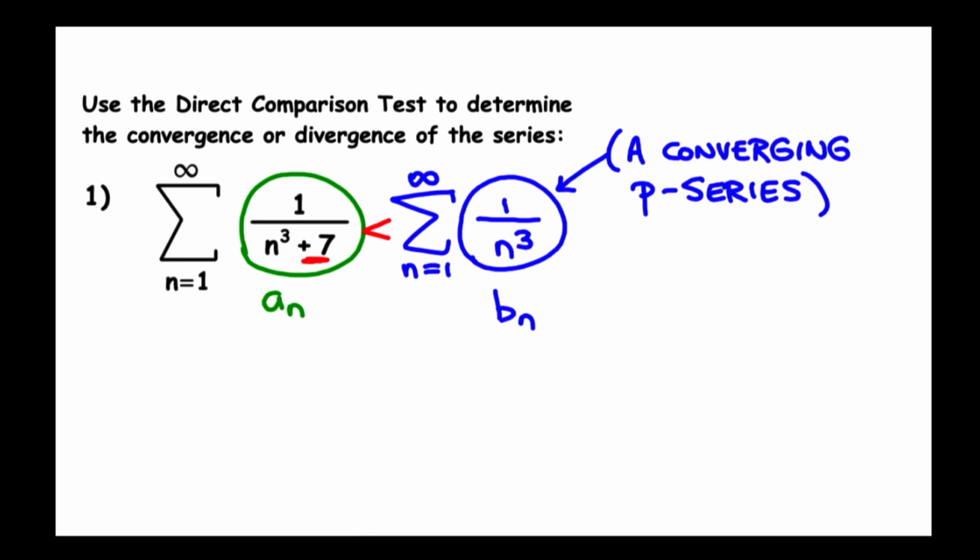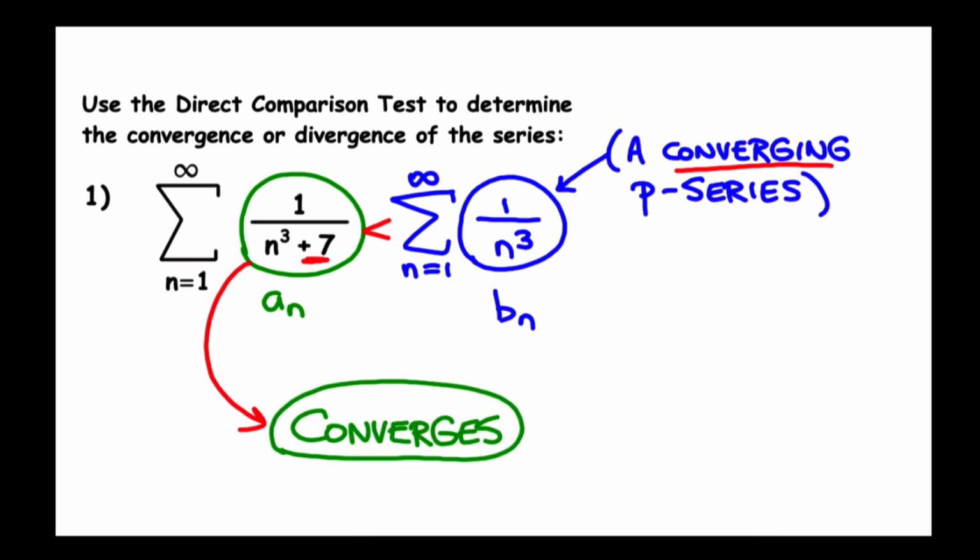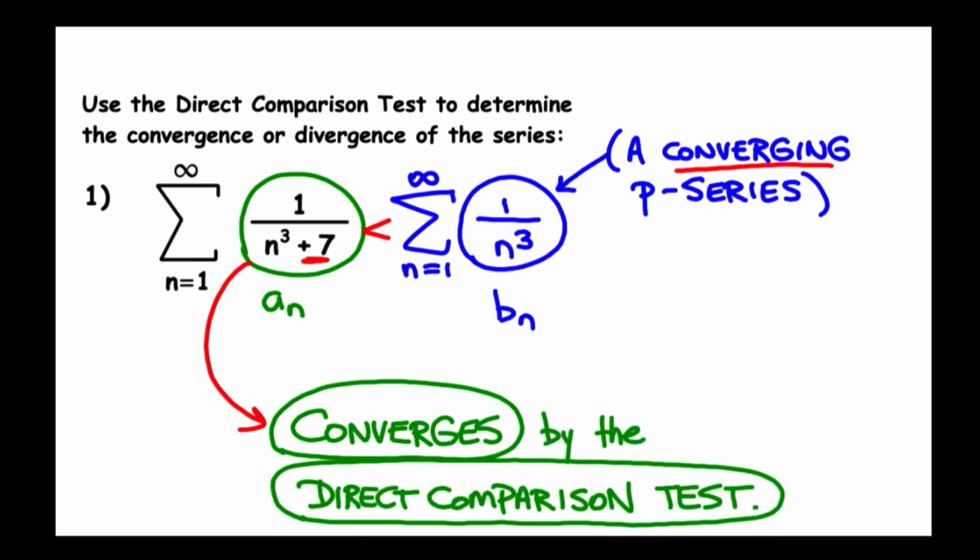Well, if A sub n, in green, the thing we're trying to figure out, is less than something that I know already converges, then heck, this thing has to converge as well. And we should say it converges by the direct comparison test. Remember, by the time you take your test, you're going to know 10 different tests for convergence and divergence. So you want to make sure that you tell me which one it is. So say that it converges, tell what test you used, just in case I can't tell.